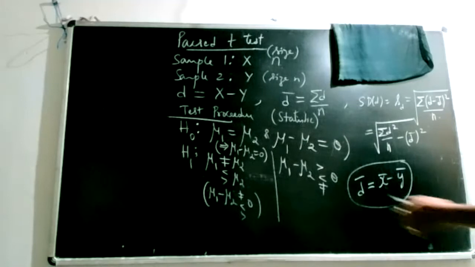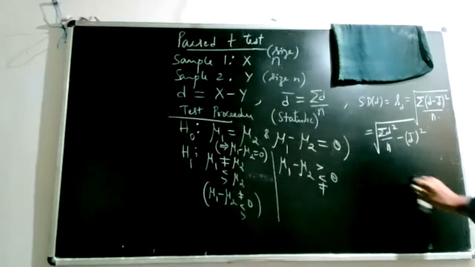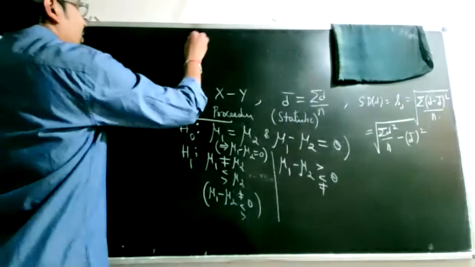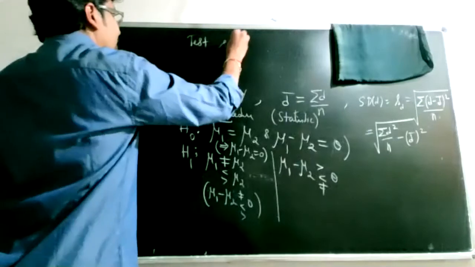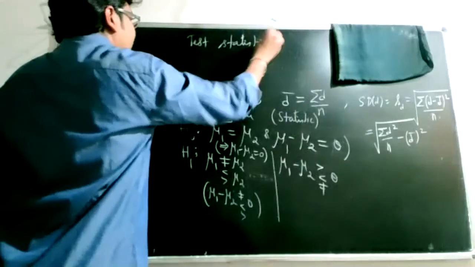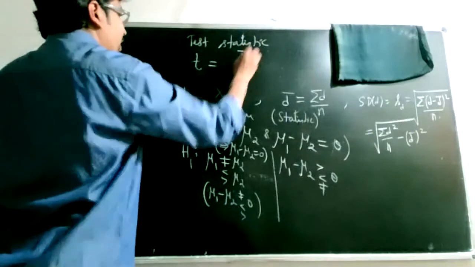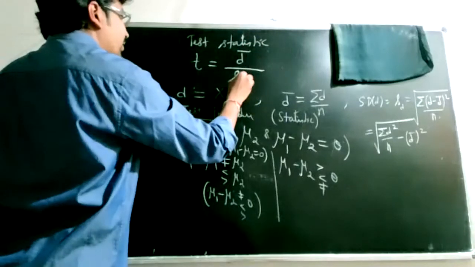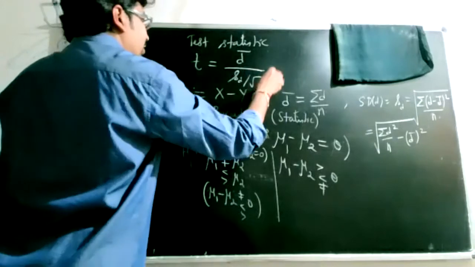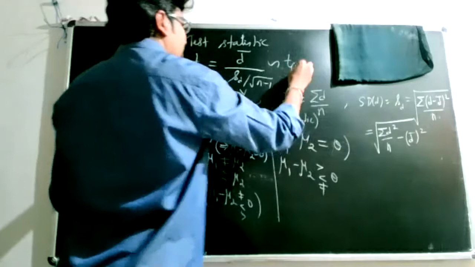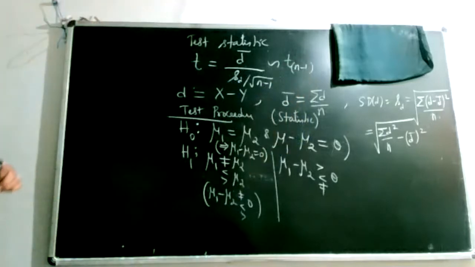So X bar minus Y bar in the test statistic that we have learned in the previous Z can be replaced with D bar. So this is the test statistic, based on D rather than our X and Y. So this is D bar divided by the standard deviation of D divided by root n minus 1, and that follows our T distribution with n minus 1.